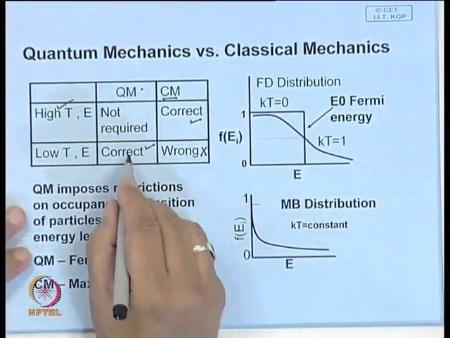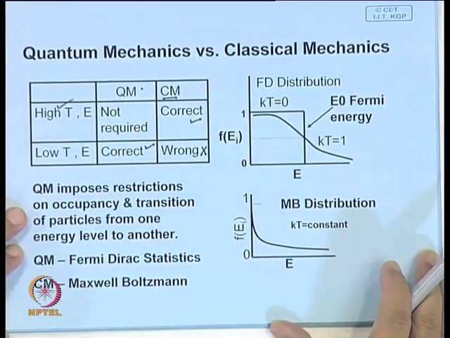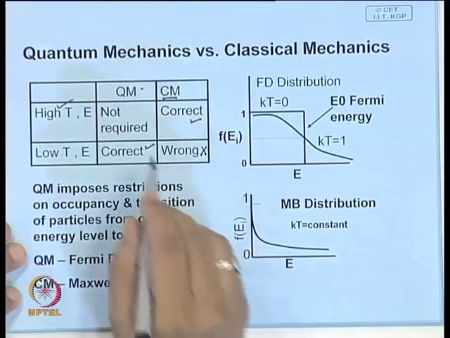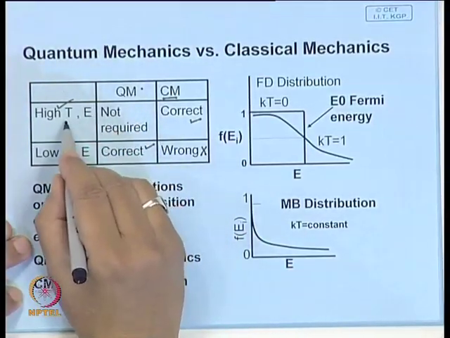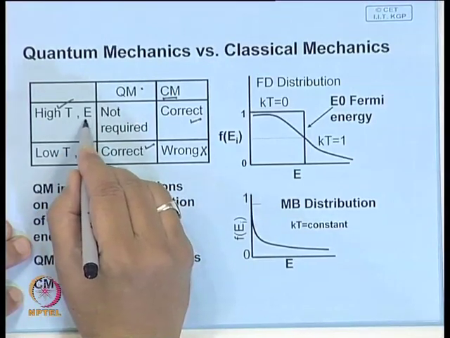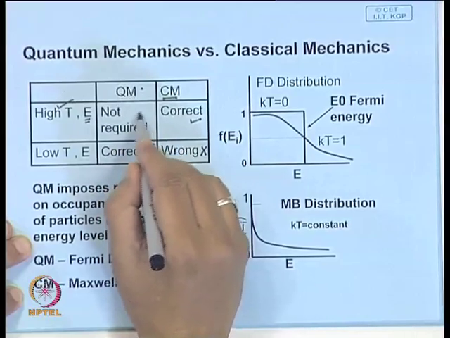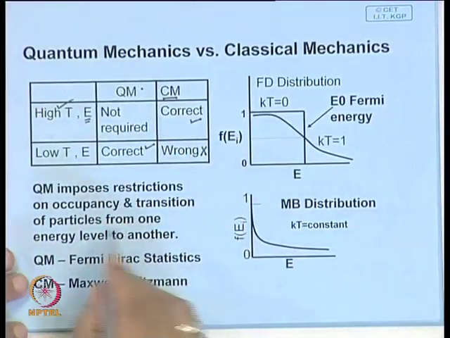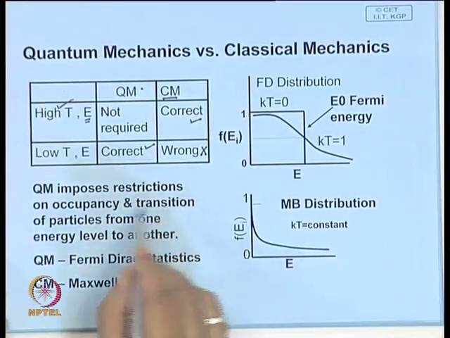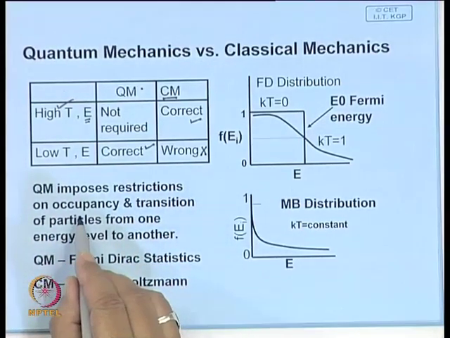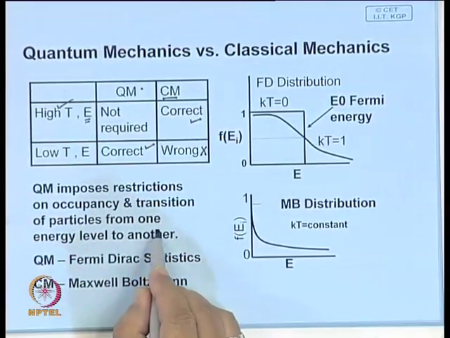And usually the calculations using quantum mechanics are a little difficult to understand and a little complex. So, therefore, in normal cases, if the temperature is high and the energy of the particles is also high, the use of quantum mechanics is not required. Now, quantum mechanics imposes certain restrictions on occupancy and transition of particles from one energy level to another.